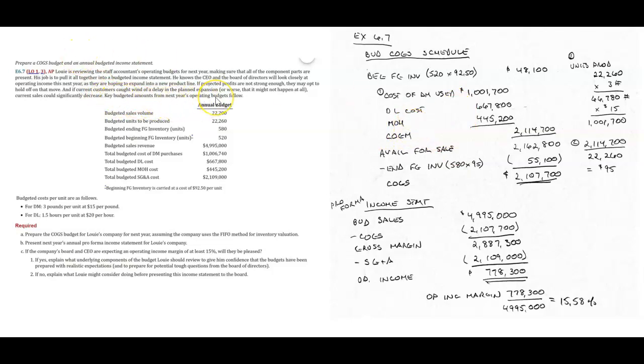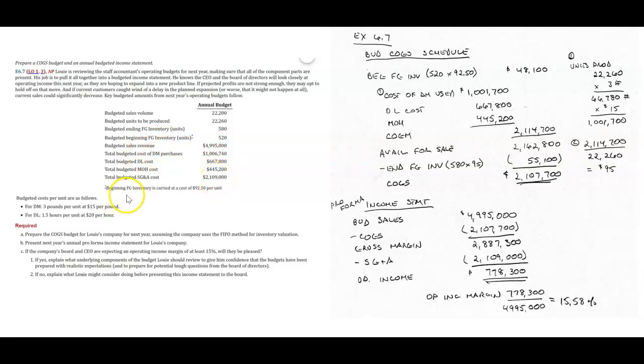These are key amounts from next year's budget. Sales volume is 22,200. In other words, that's what they sold. They produced 22,260. They've got an ending finished goods inventory of 580 and a beginning inventory of 520. So we're going to have to value that inventory, and that's the catch in this problem. We've got budgeted sales revenue, budgeted cost of direct material, direct labor and overhead, and then total budgeted SG&A.